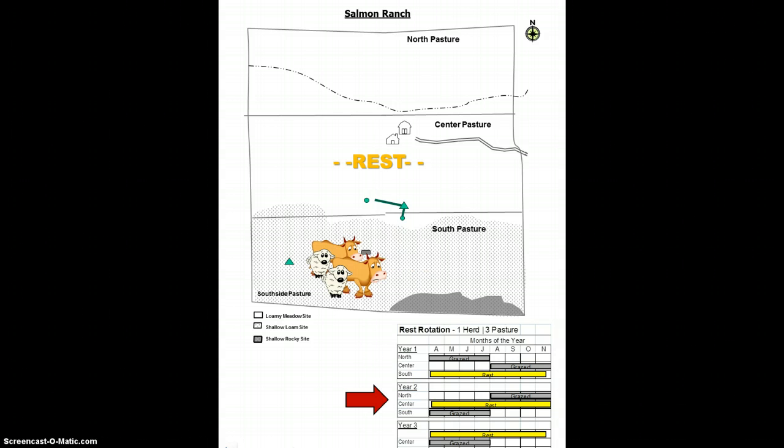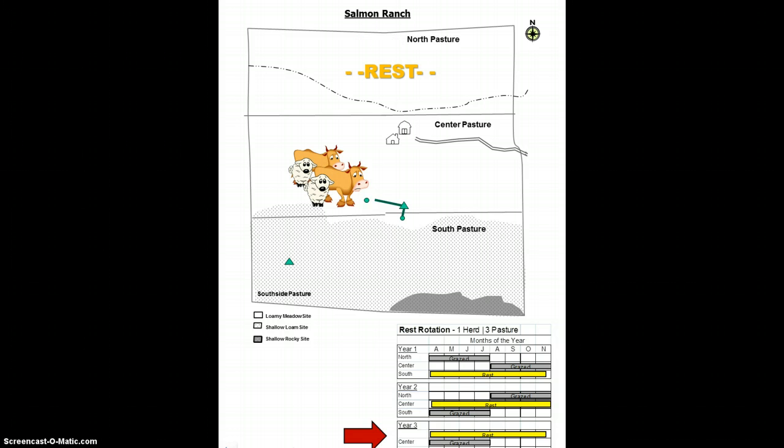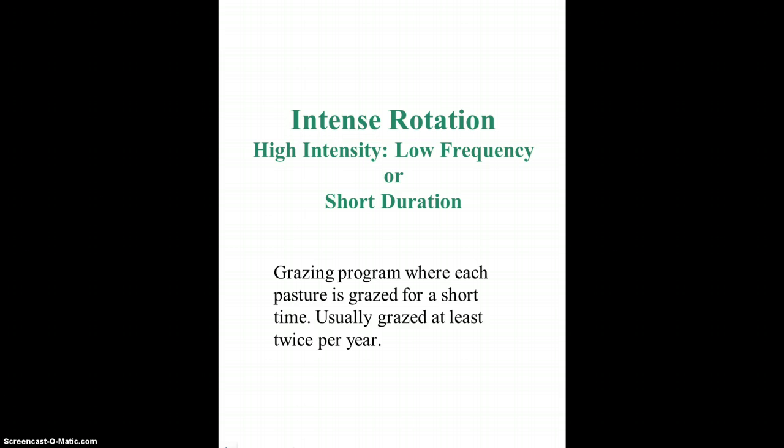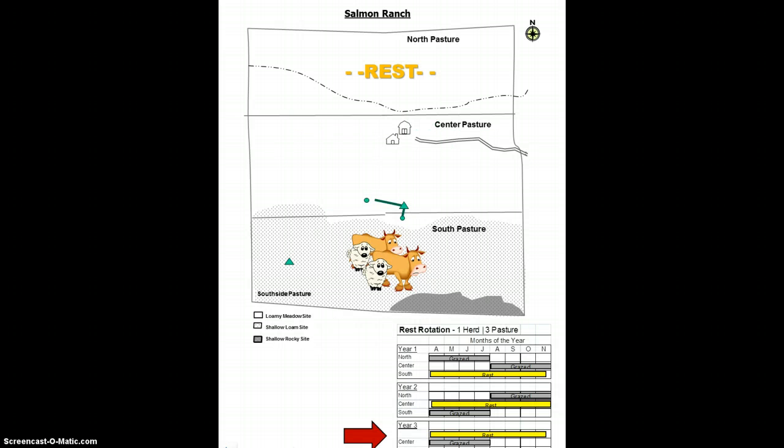In year 2, let's start in the south pasture, move to the north pasture, and leave the center pasture ungrazed. So that is the one that would be receiving the rest. And then in the last year, the 3rd year, we'd start in the center pasture and move to the south pasture and then to the north pasture. So in that case, you can see how the rest rotates through the 3 pastures.